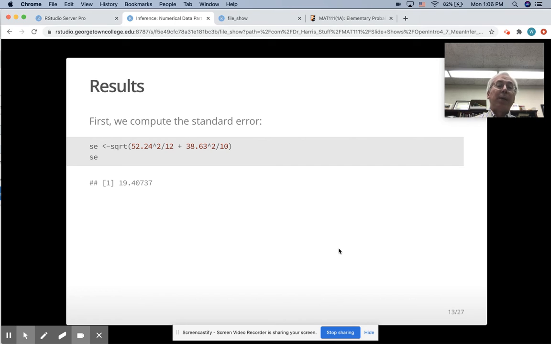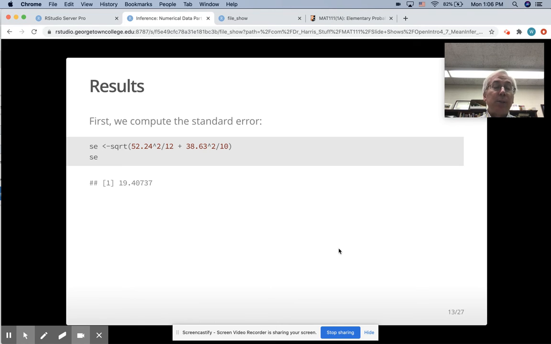So I've computed the standard error using R this time, square root of 52.24 squared divided by 12 plus 38.63 squared divided by 10. And we get a standard error of just a little more than 19.4.